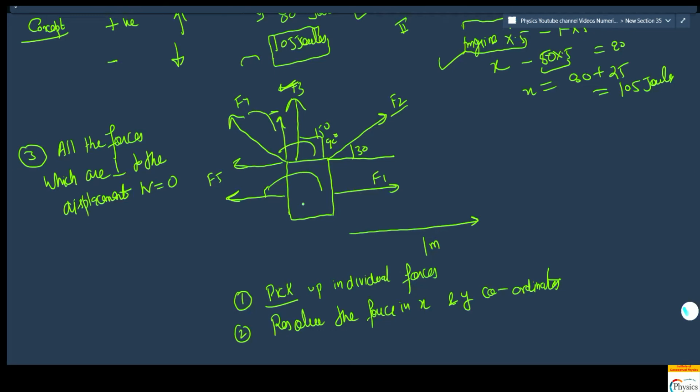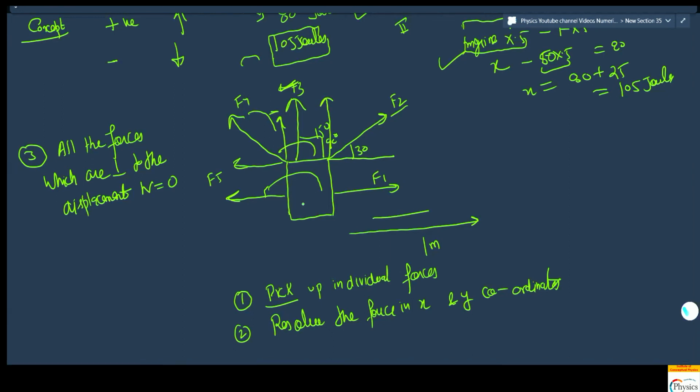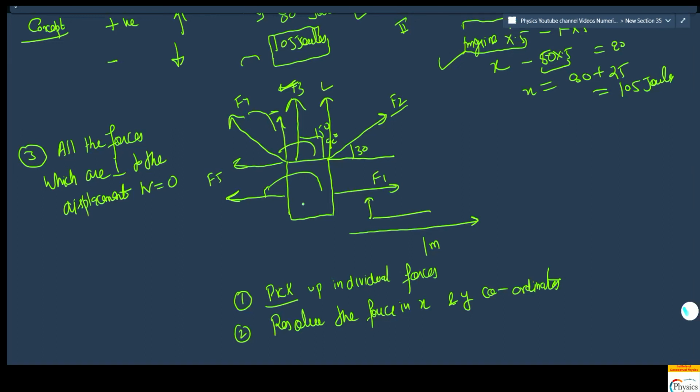So the component of F2 in the upward direction has no work done because the displacement is in this direction, your force is in this direction. No work done. This force has no work done. F3 has no work done, right? So first eliminate the forces which are doing no work.